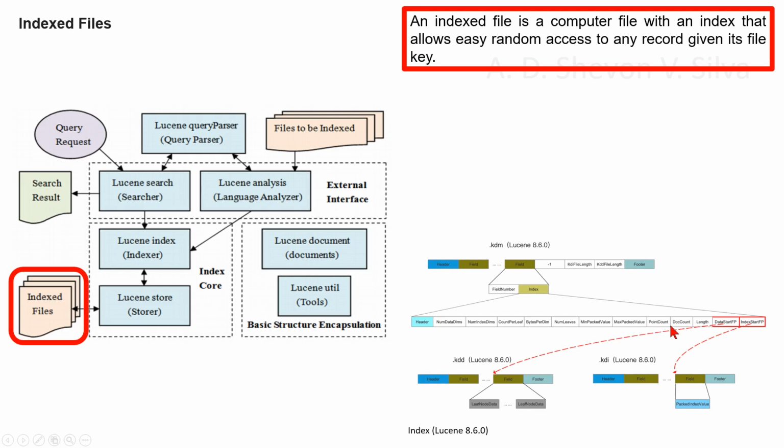Point count describes the total number of index points across all documents. Doc count describes the total number of documents that have indexed at least 1 point. Length describes the size of the packed index value. Data start fp describes the pointer to the beginning position of the current field data in the .kdd file, and index start fp describes the pointer to the beginning position of the current field data in the .kdi file.